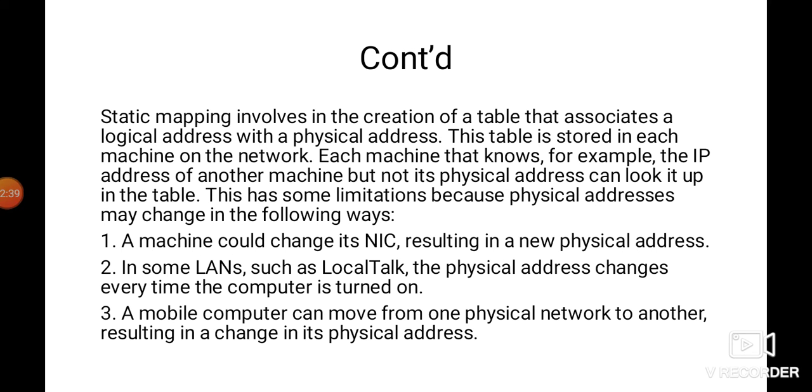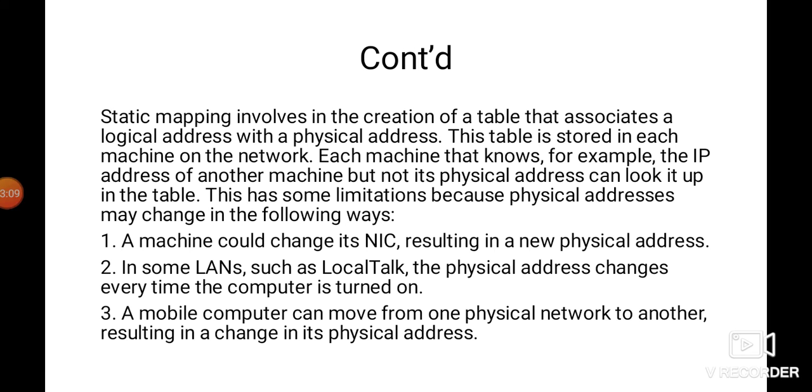Static mapping basically involves a table that associates a logical address with a physical address, and this table is stored in each machine on the network. Each machine that knows the IP address of another machine but not its physical address can look it up in the table. But this has some limitations because it is static, and physical addresses may change. So there are some disadvantages or limitations here.